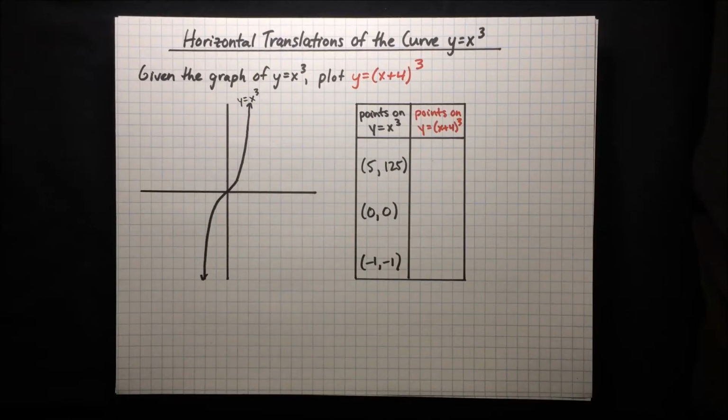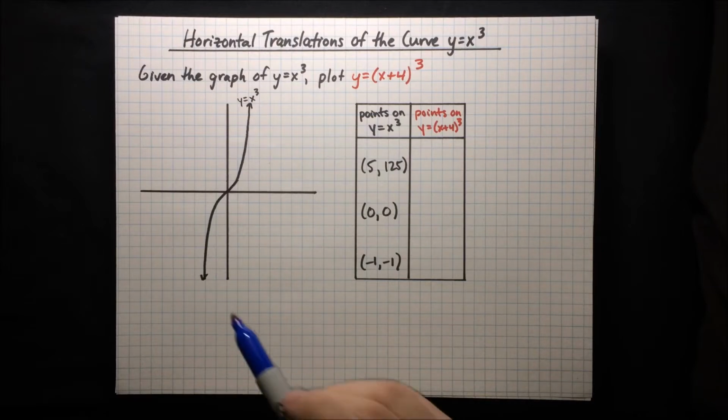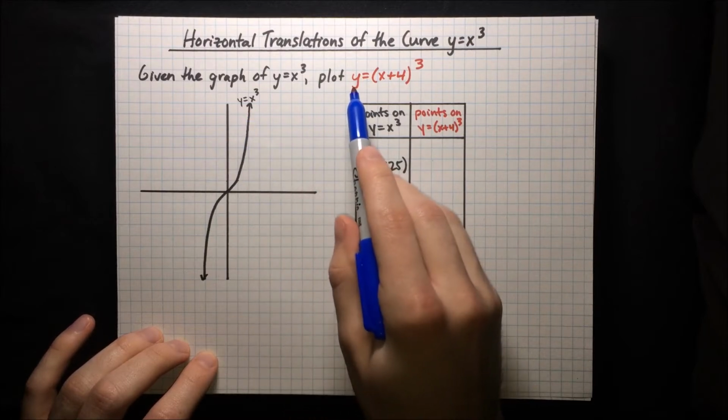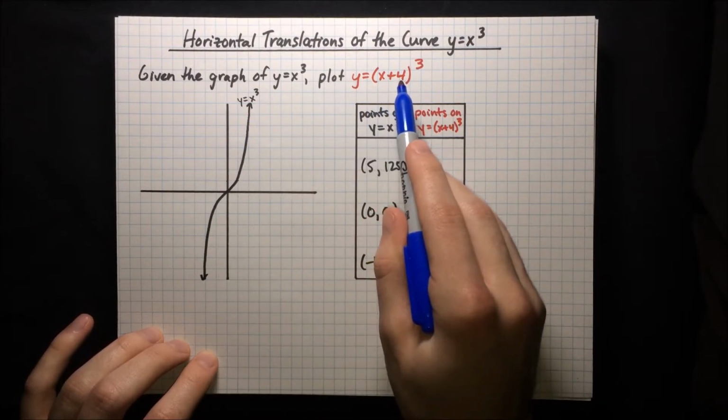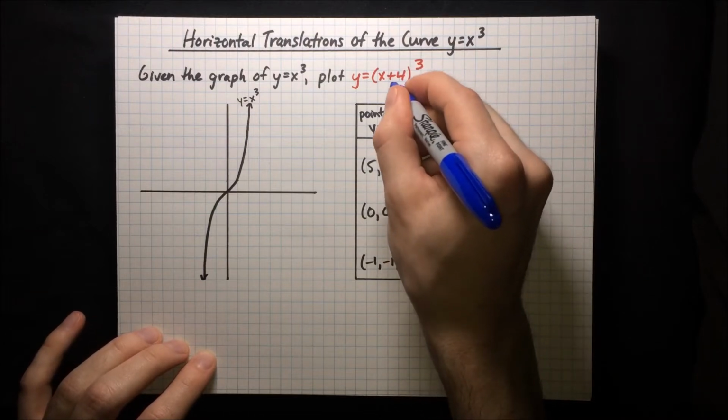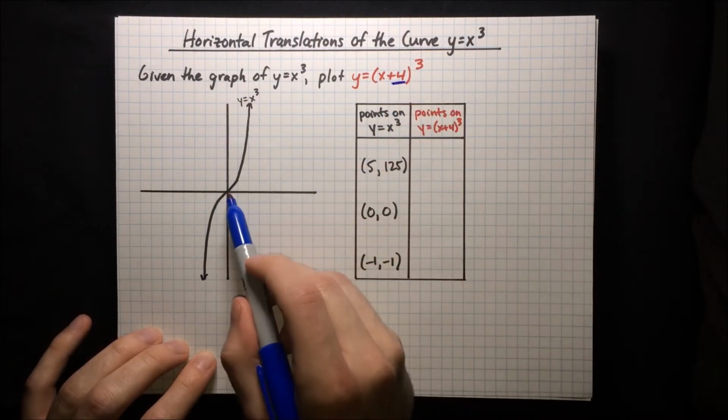In this video, I'm going to show you how to graph horizontal translations of the curve y equals x cubed. So here we've got a graph of y equals x cubed, and we want to graph y equals (x plus 4) cubed. So what does this plus 4 do to the graph is what we're asking here.